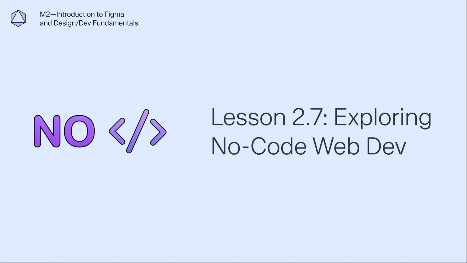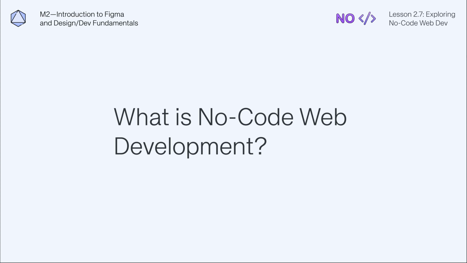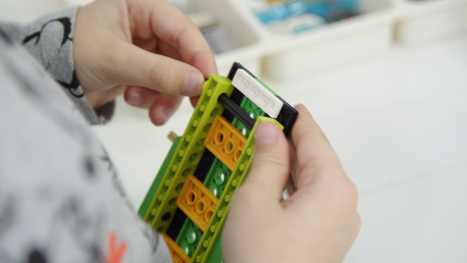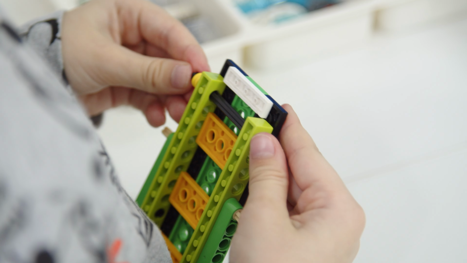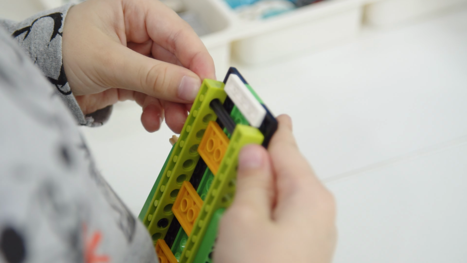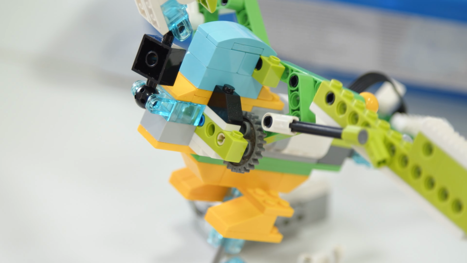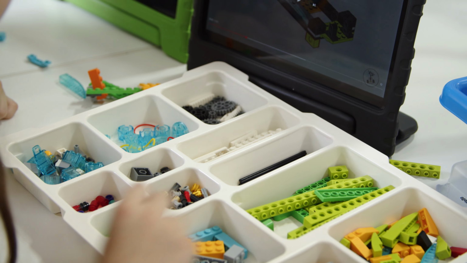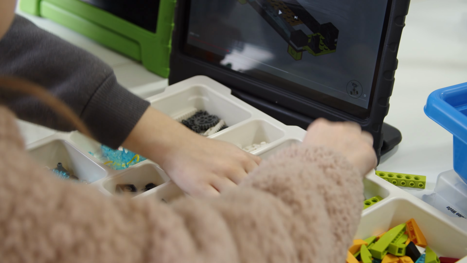All right, so in this lesson, we will explore the concept of no-code development. No-code web development is a way to create websites without writing any code. It uses special tools that let you build websites by dragging and dropping elements like text, images, and buttons. It's like using building blocks to make something without needing to know how to code. This makes it easier for anyone to create websites without needing to learn complicated computer languages.